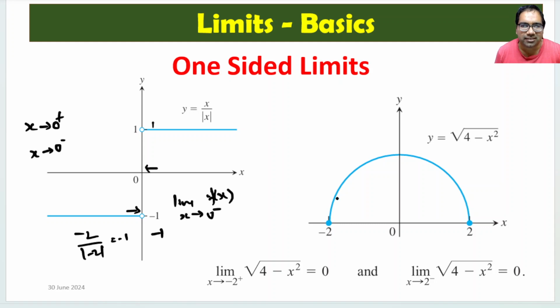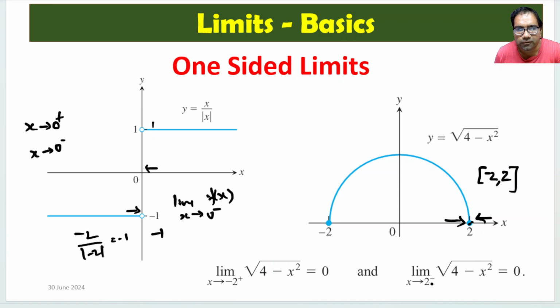Similarly, let's take this case. This is a semicircle, and the equation of the semicircle is y equal to square root of 4 minus x square. Obviously, this is defined as long as x lies between minus 2 and plus 2. Beyond 2 this becomes negative, and beyond minus 2 also it becomes negative, so it is not valid. Now, when we talk about the limit approaching 2 from the right hand side, the limit does not exist. From the left hand side, it exists. What does that mean?